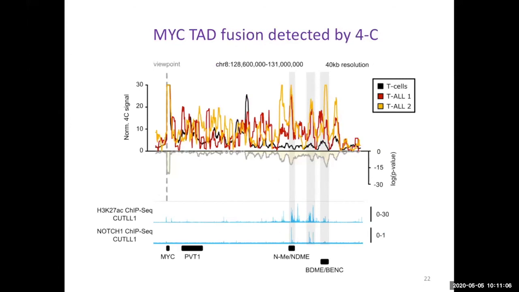We can do the same thing with actual T-ALL patient samples and not cell lines. And although, of course, it's more noisy because each patient is different, you can obviously see these huge interactions with the super enhancer elements. And again, the T cells stop at the CTCF site where the first TAD ends.